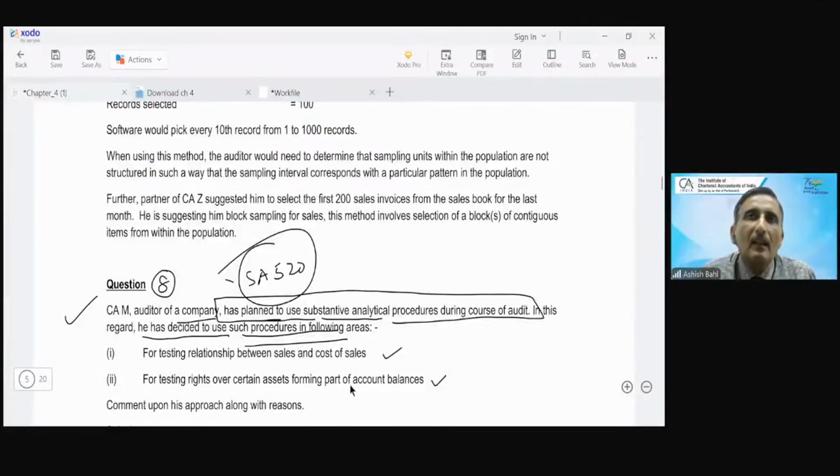He is using substantive analytical procedures for testing the relationship between sales and cost of sales. Is this approach proper? And in the second part, he is using substantive analytical procedures for testing rights over certain assets forming part of account balances. So what are account balances? Account balances may be trade receivables, inventories, or PPE items.